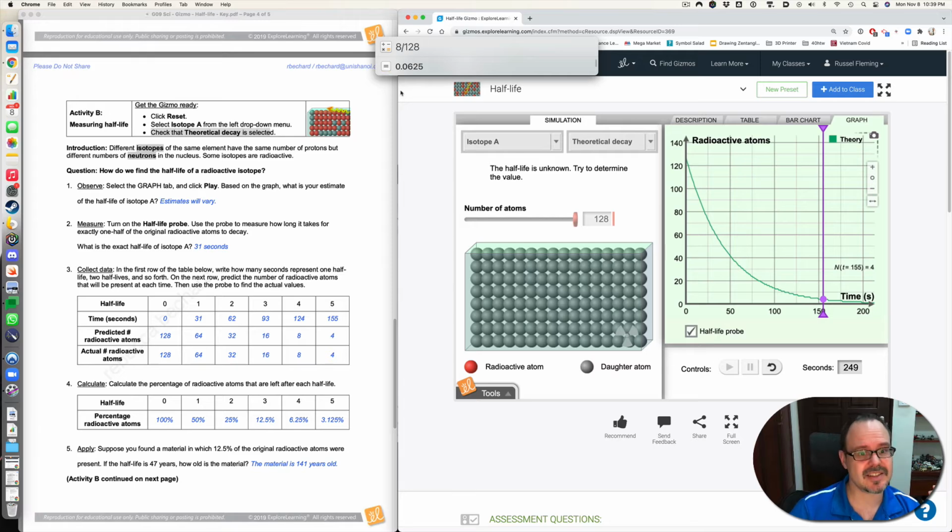Then we have 8, 6.25%. Then we have 4, 3.125%.